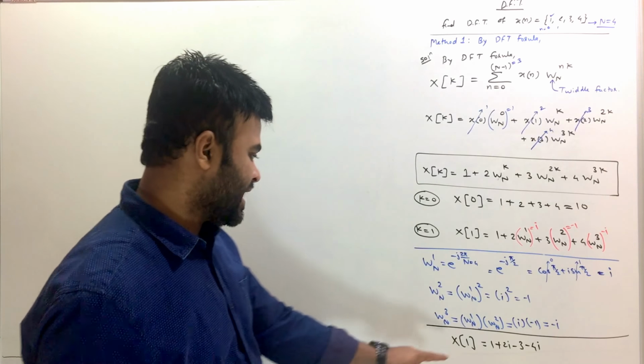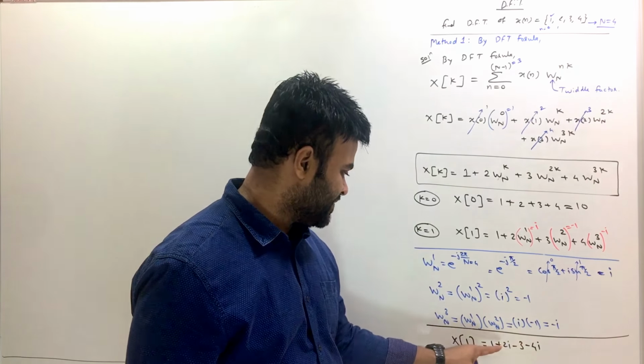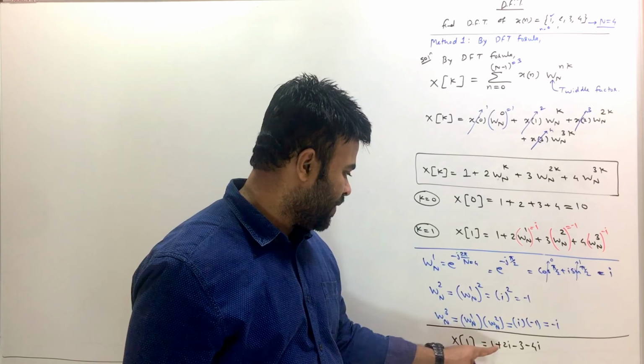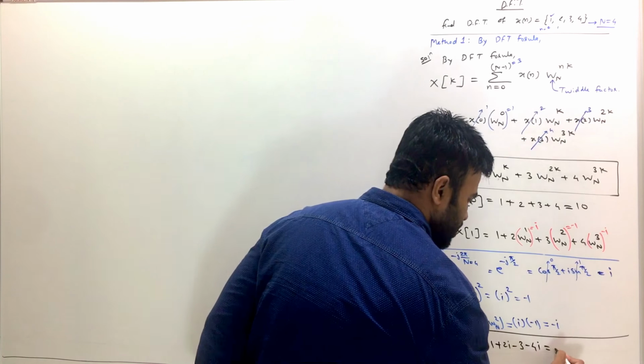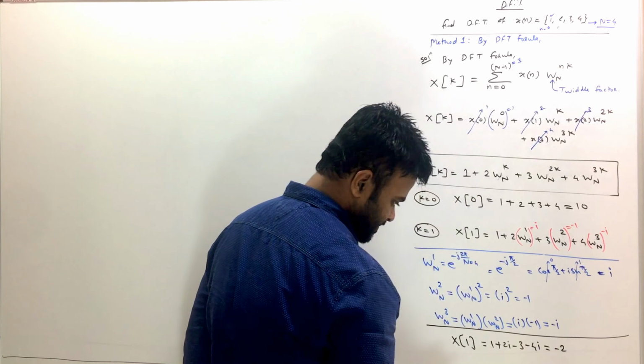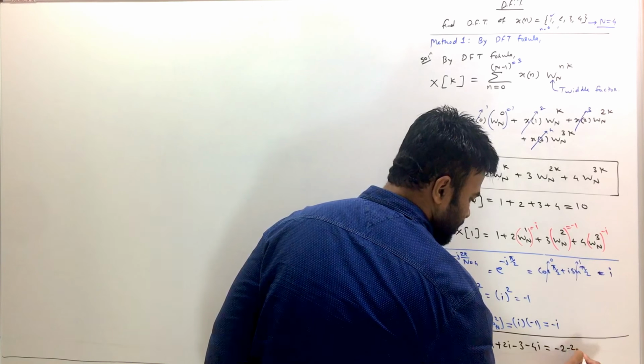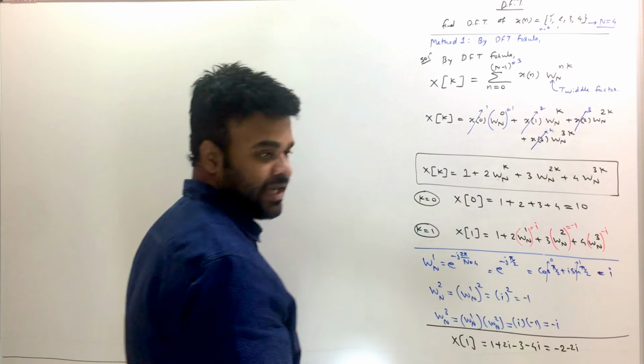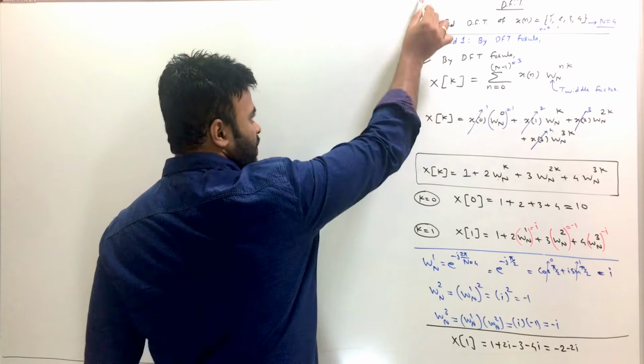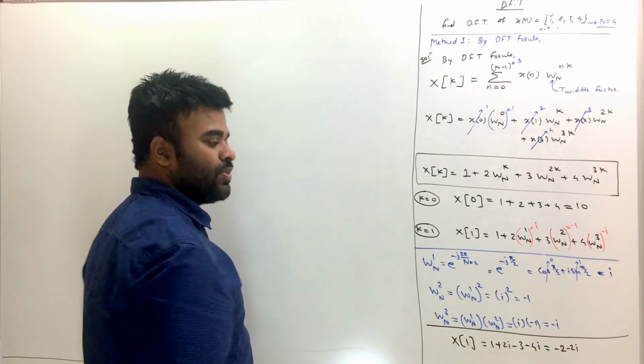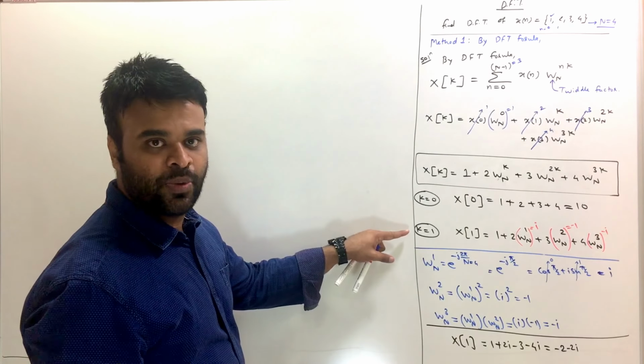Now we can just add real with real and the imaginary parts with the imaginary parts. So 1 minus 3 is minus 2, and the imaginary part is minus 2i, or 2j, whatever you want to call it. Anyway, I got x1, and that was at k equal to 1.